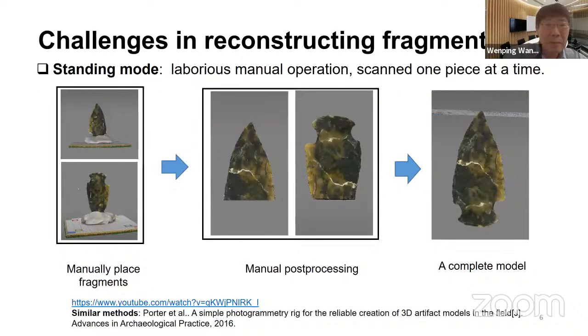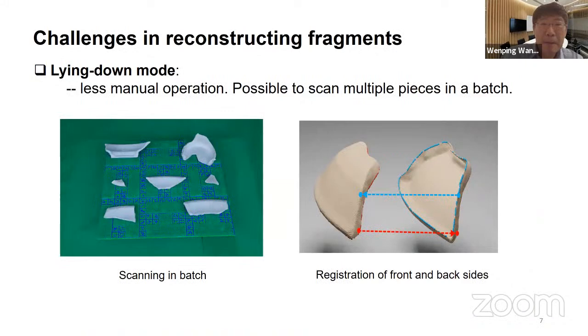Well, this is the standing mode. As you can see on the left, you scan it twice, and then you piece them together manually or use some digital tools. This really slows down the process. How can we use this kind of process to scan hundreds of thousands of pieces in high quality every day? So this is a challenge.